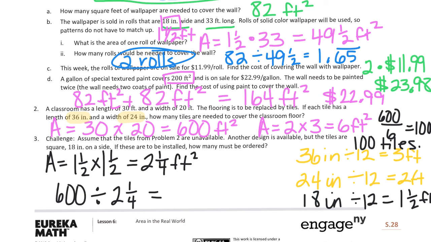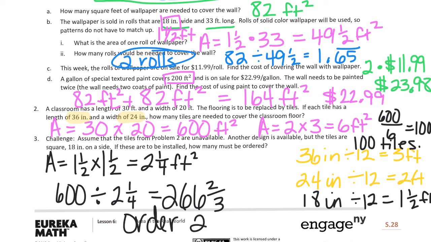All right, and so when I divide that, I get 266 and 2/3. So just like in our previous problem, I can't order 2/3 of a tile. So I need to order 267 tiles. Okay, finish the rest of the problem set on your own and then turn in your problem set when you're done.